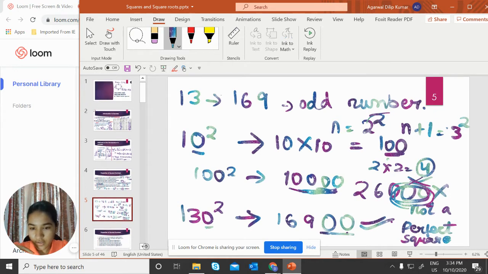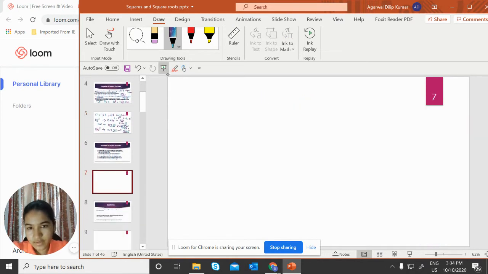You want to check? Let's see how. Now I have to find the number of non-perfect squares between 3 squared and 4 squared, right? Between the squares. So 3 squared is 9, 4 squared is 16.